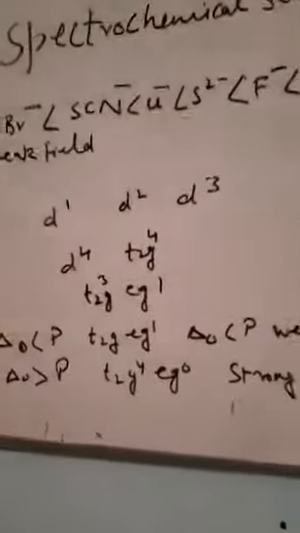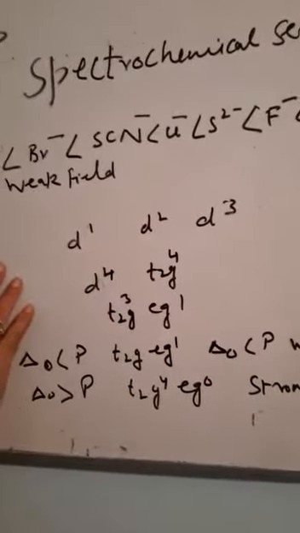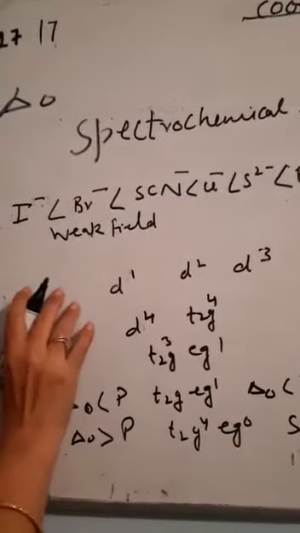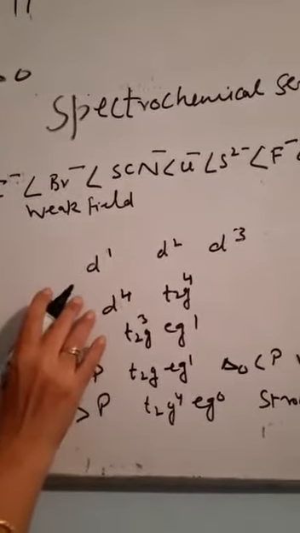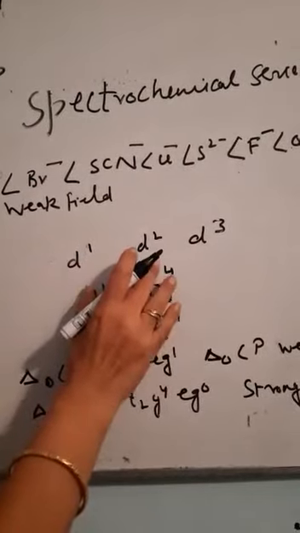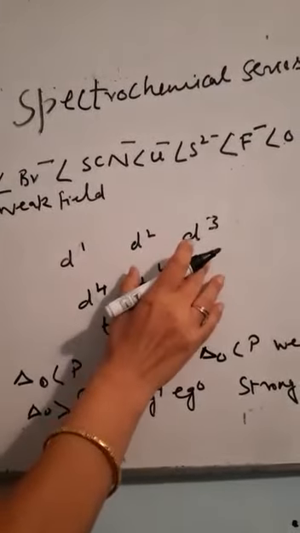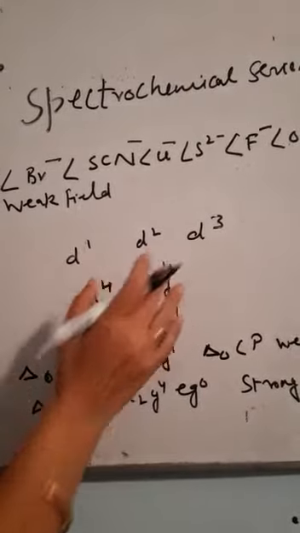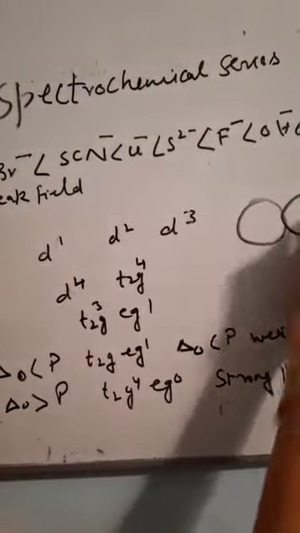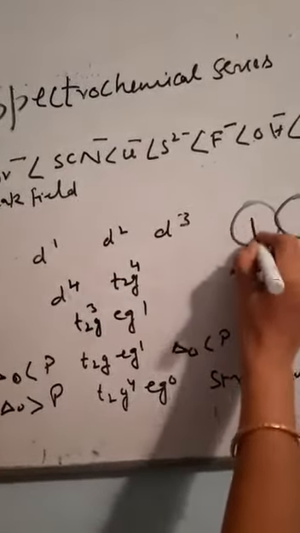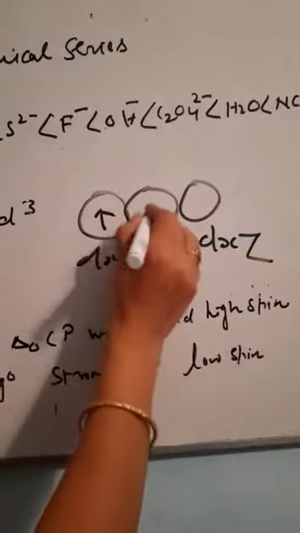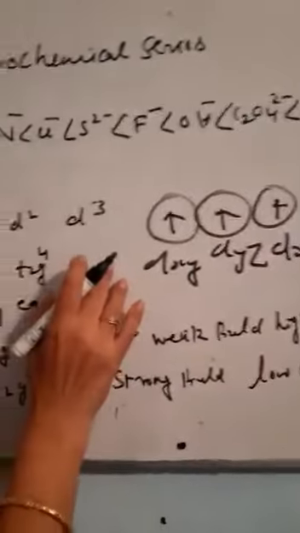Now, the arrangement of electrons in the orbitals depends upon the splitting. For one electron present in the d orbital, two electrons present in the d orbital, three electrons present in the d orbital, they will occupy the lowest dxy, dyz, dxz orbitals according to Hund's rule.